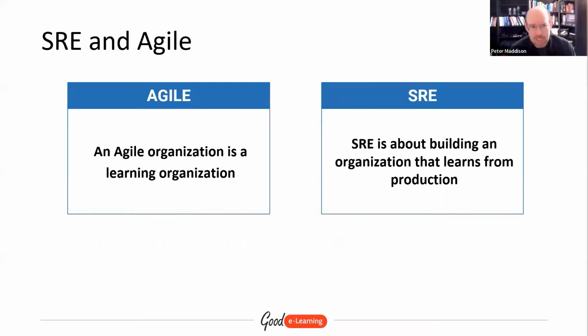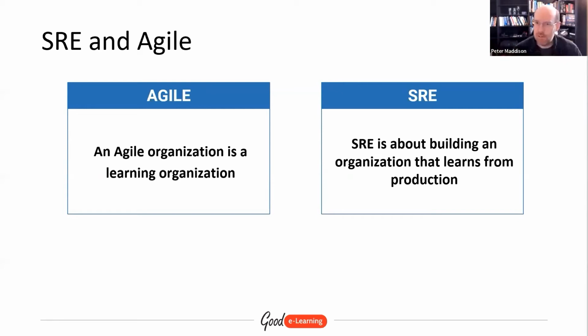So how does SRE relate to other common methodologies in the industry? Let's talk about Agile for a bit. An Agile organization is a learning organization. The purpose of Agile is to create small increments of learning. How do we create more learning? How do we learn more about the environment? And we can have a different talk sometime about why that is, and how Agile helps you become a learning organization. An SRE, though, is also about building a learning organization, but it's specifically about how do we help the organization learn from what happens in production.